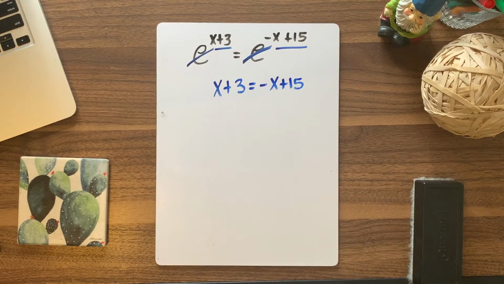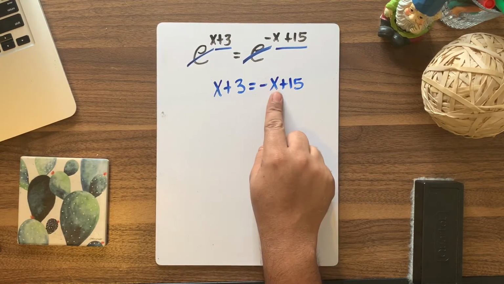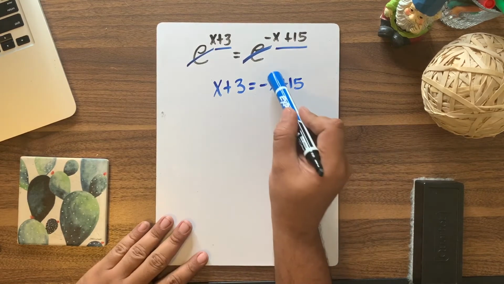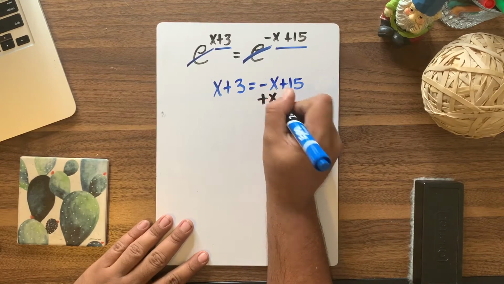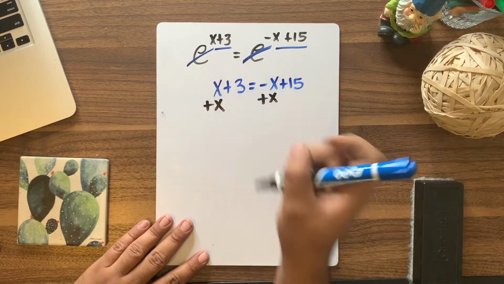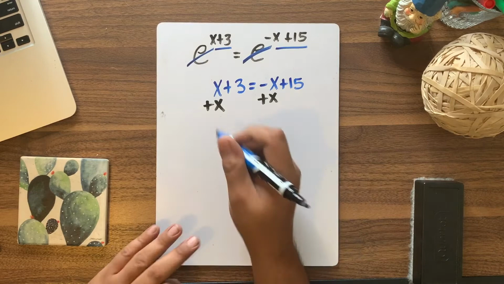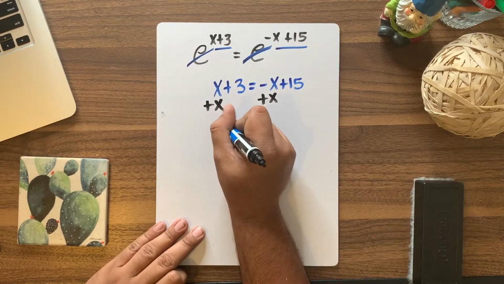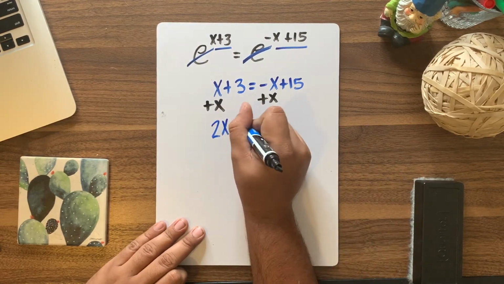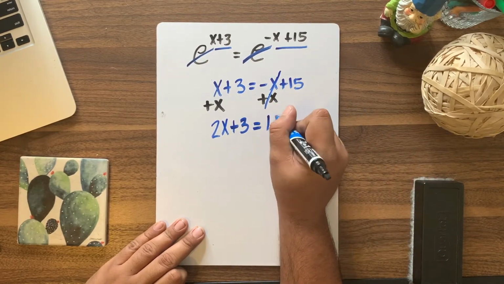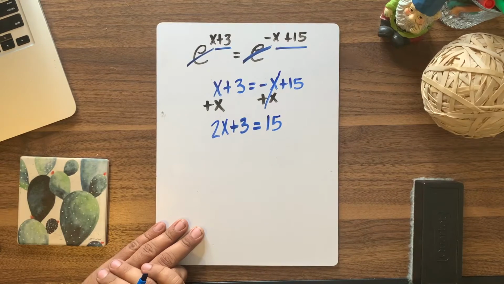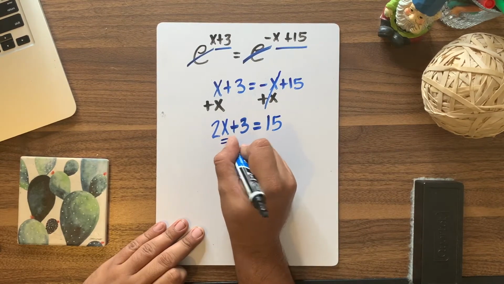Now we do have an x on this side and an x on this side. So I'm going to bring this x to the other side. So I'm going to add plus x. And x plus x is 2x plus 3. This goes away and you get 15. Now this is a nice linear equation. We do need to solve for x.